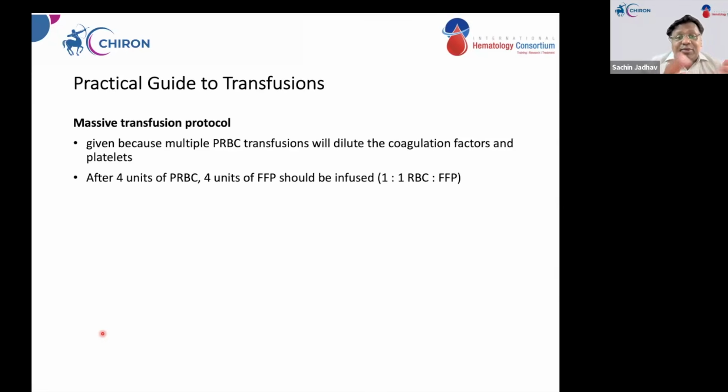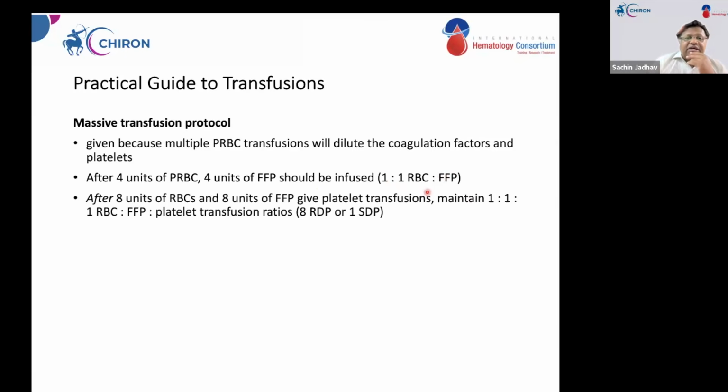And that can again increase the bleeding, right? So if you are giving 4 PRBCs, after that, give 4 FFPs. It's called the 1:1 rule. After 8 units of packed red cells, give 8 units FFP and 8 units of platelets.